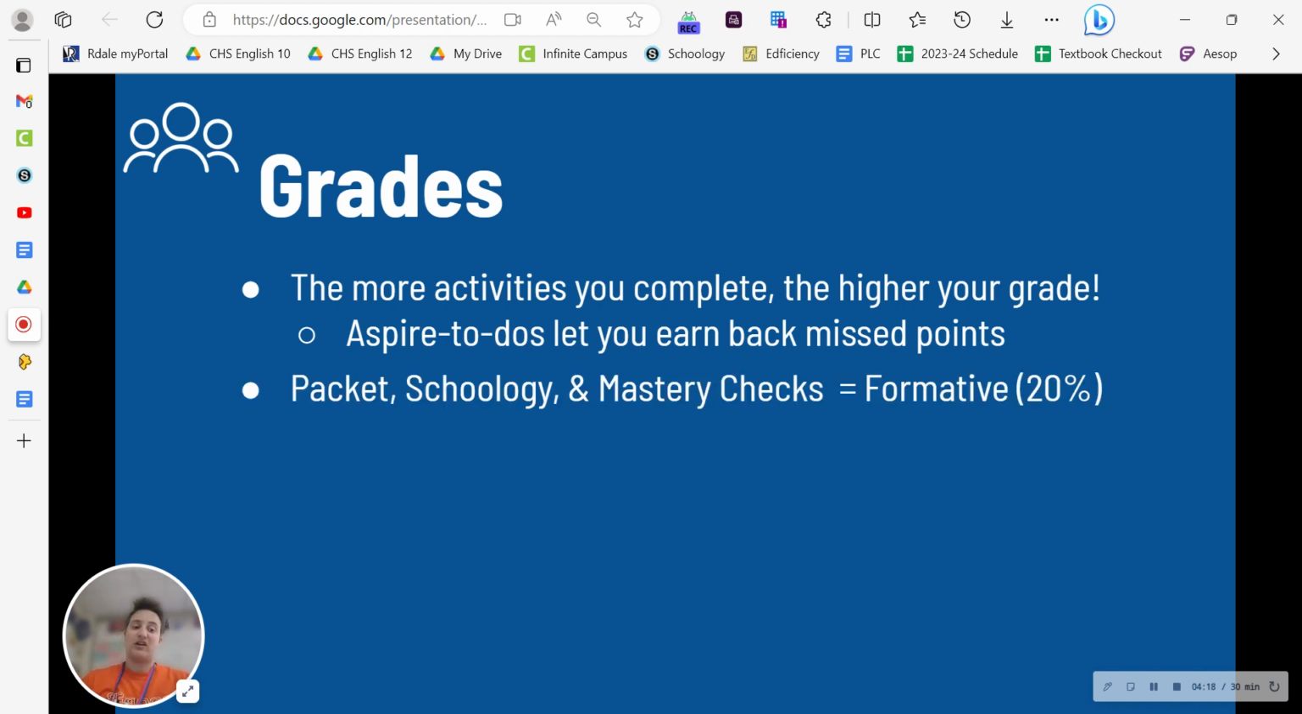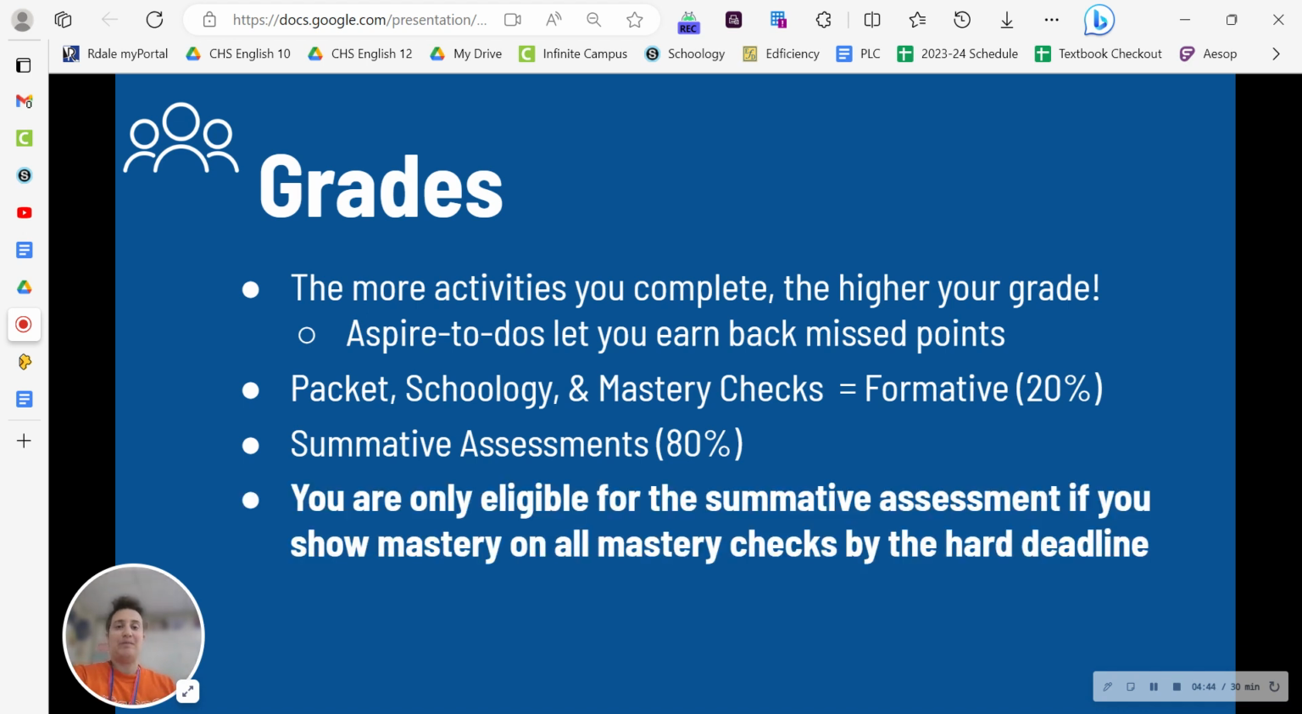Most of the work in our class is formative. Everything you do in your packet, most of the materials on Schoology, and the mastery checks at the end of the lesson are all formative work, and this is worth 20% of your grade. Summative assessments are weighted 80% of your grade. There will always be a summative at the end of a unit, and most units will have a mid-unit summative as well that's a little bit smaller.